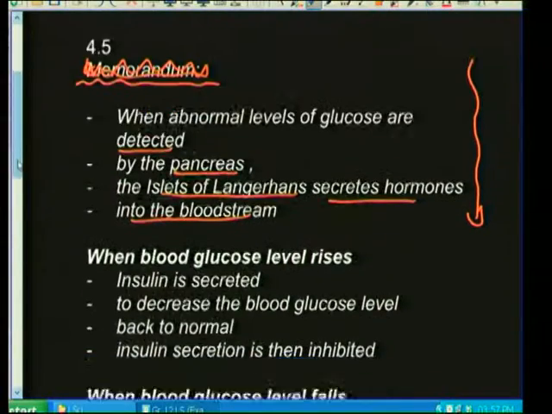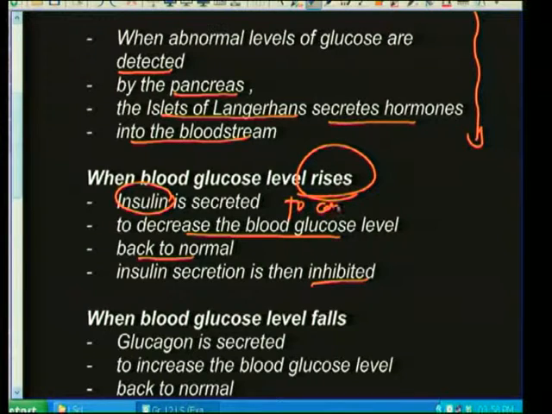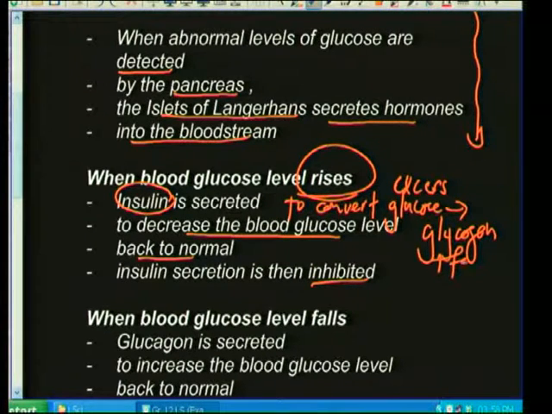Now, how does this negative feedback work? So first you talk about when it rises. When the blood sugar level rises, insulin is secreted to decrease the blood sugar level back to normal. Insulin secretion is then inhibited. Or you could say insulin is secreted to convert the excess glucose into glycogen and fat in the liver.